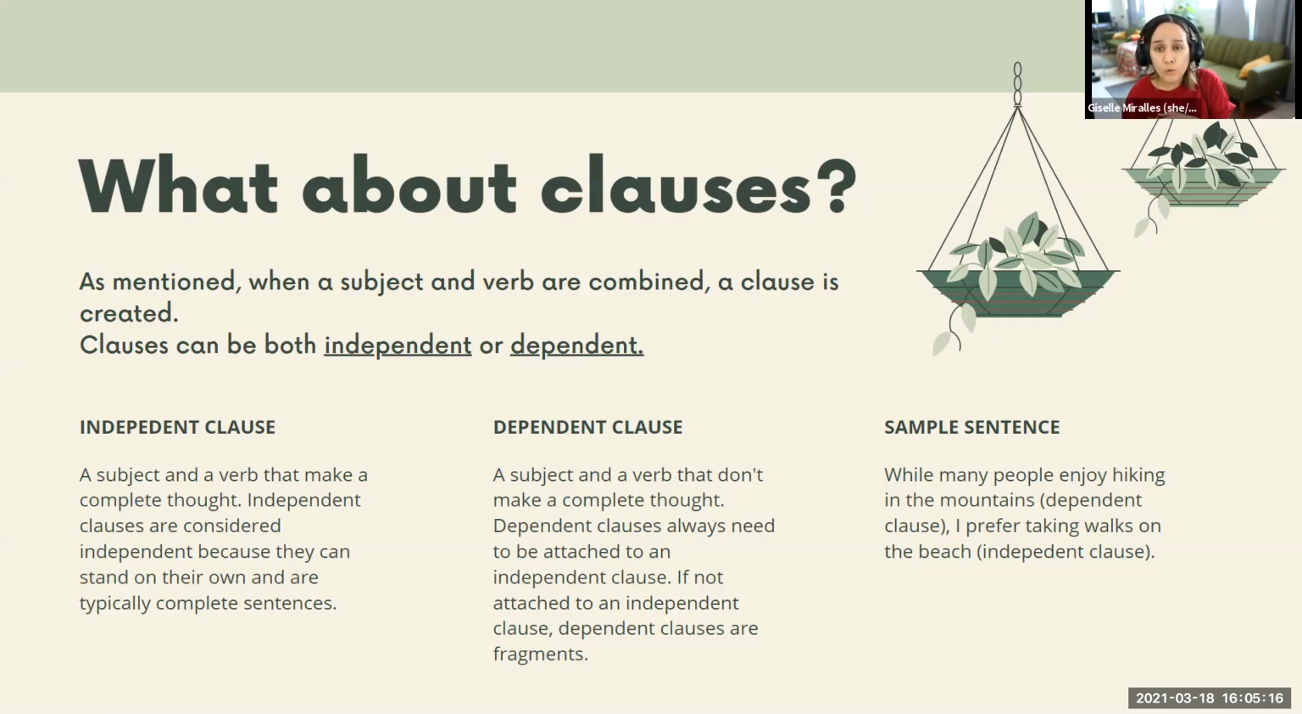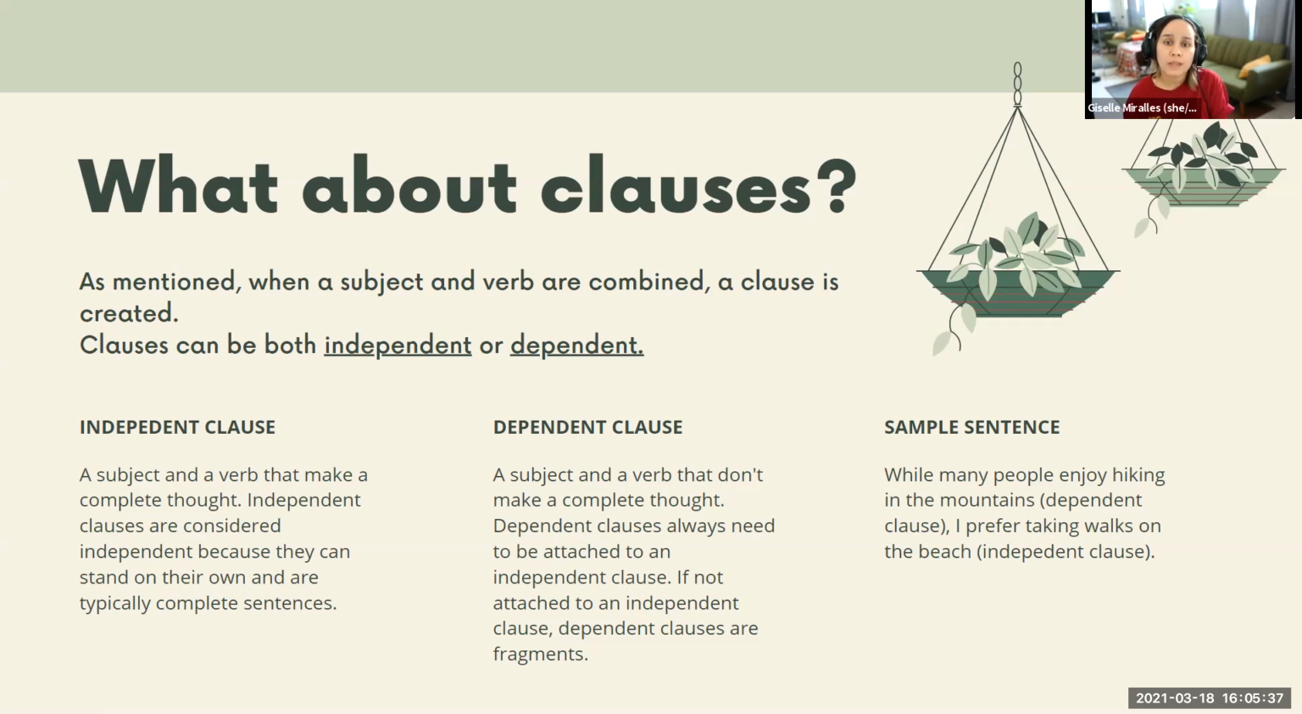Dependent clauses always need to be attached to an independent clause. If not attached to an independent clause, like I mentioned, dependent clauses are considered fragments. So you can have an independent clause on its own. You cannot have a dependent clause on its own as it needs something to support it, which would be an independent clause.